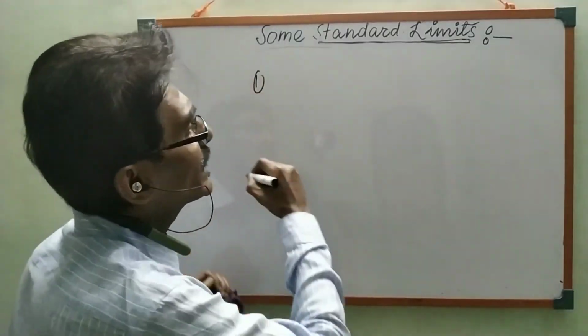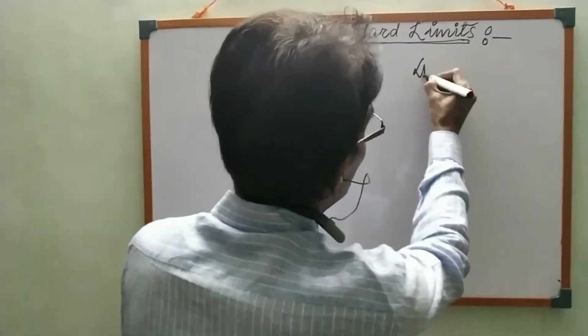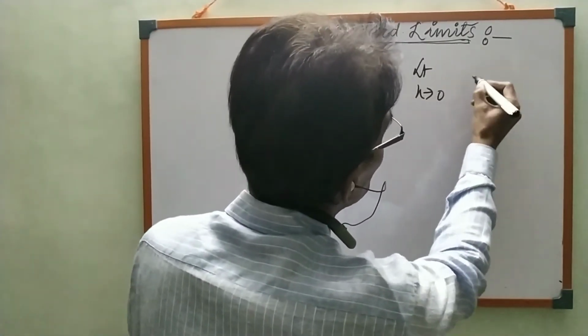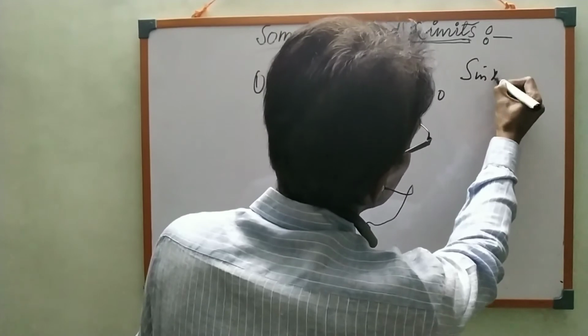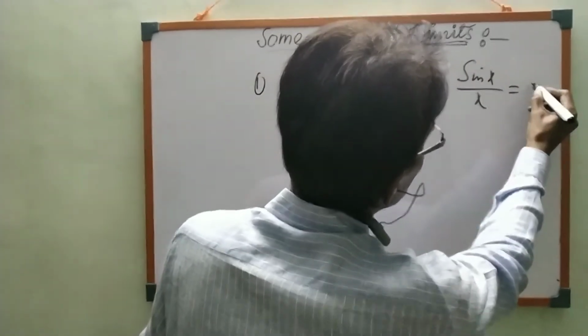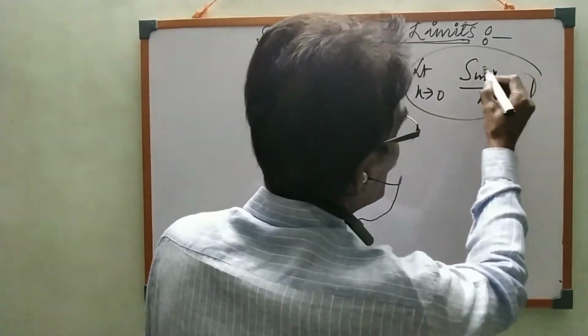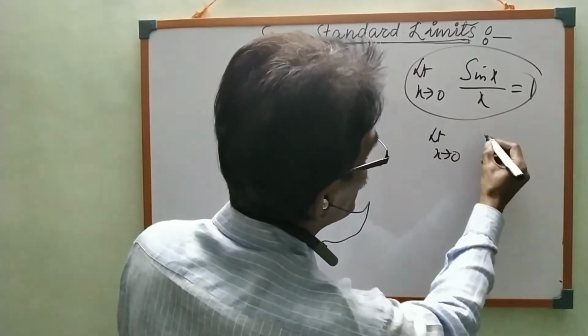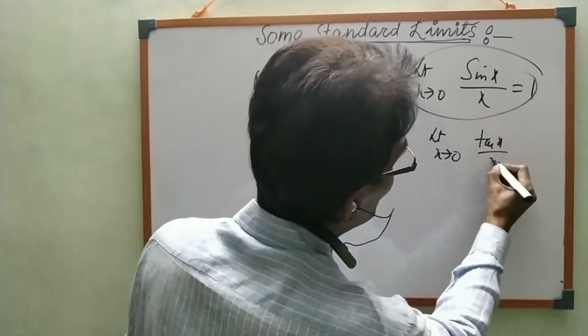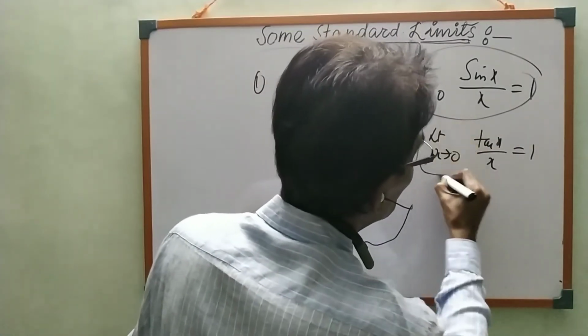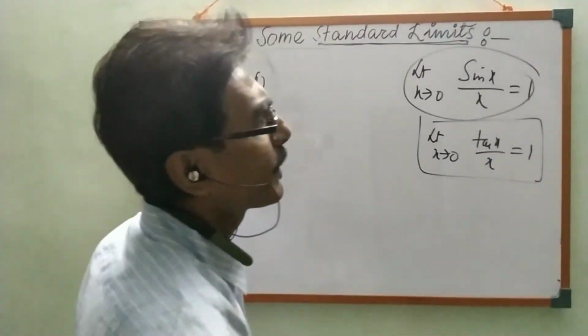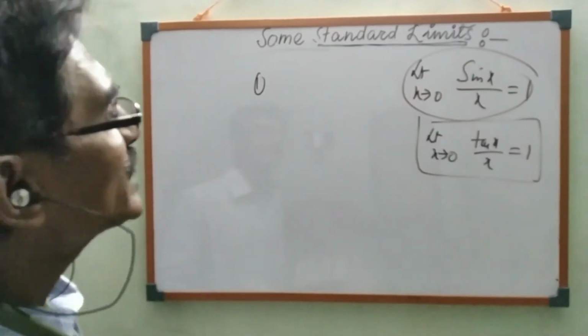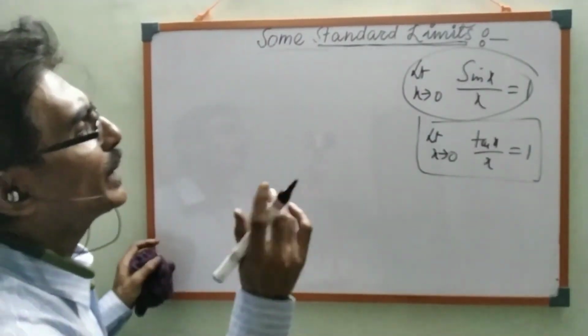Number one, what is the standard formula? Limit x tends to 0, sin x whole by x is 1. The formula is also for tan. Limit x tends to 0, tan x whole by x is also 1. At first I have copied. Application of this, first simple sum, evaluate.